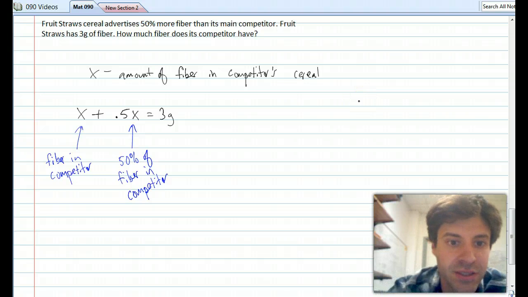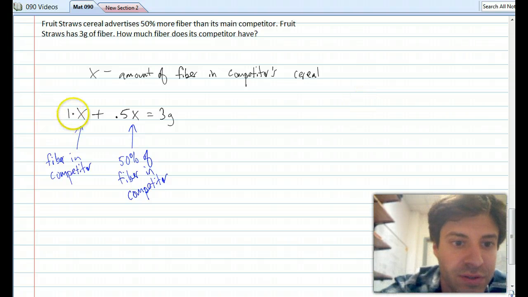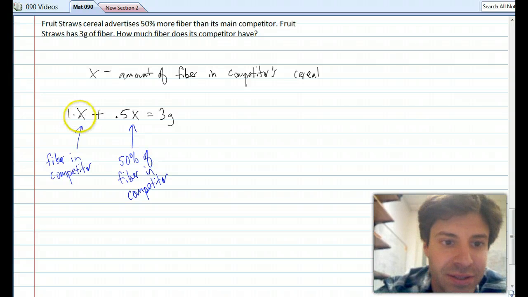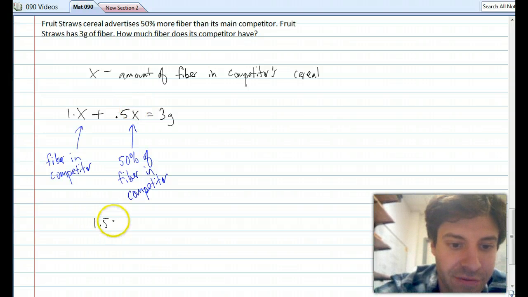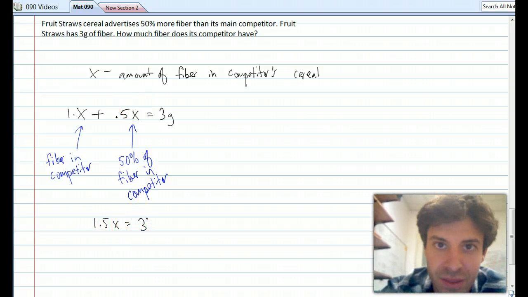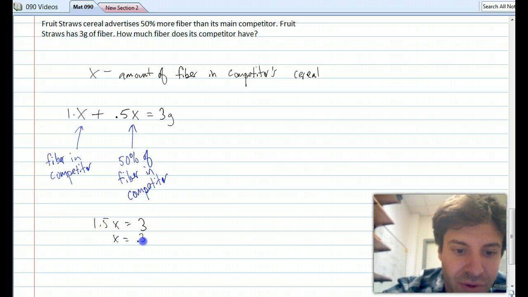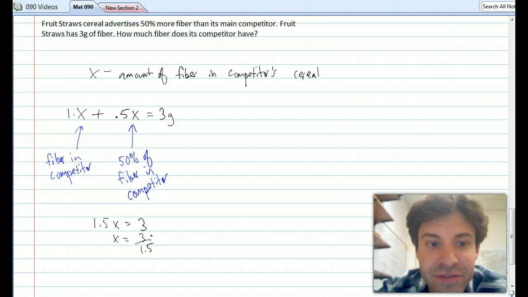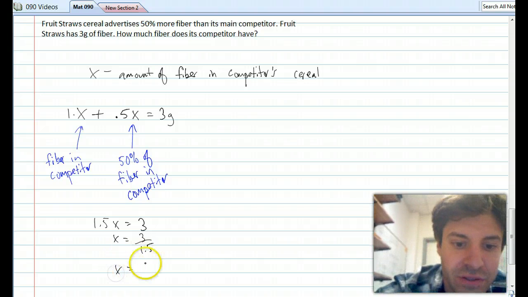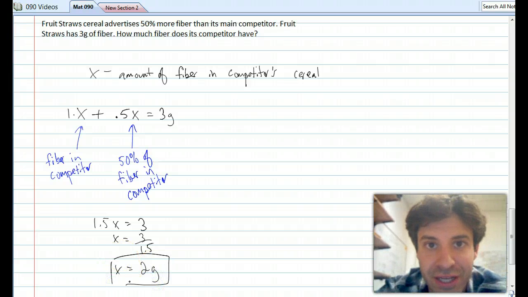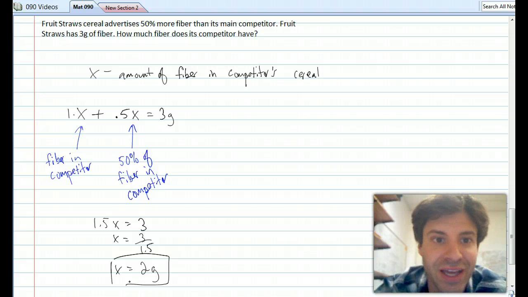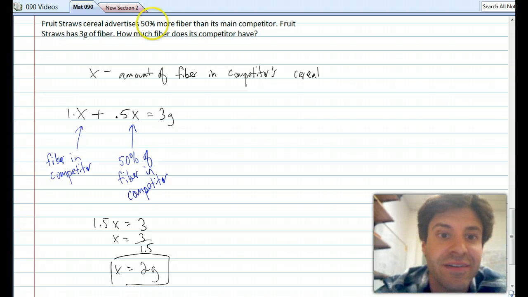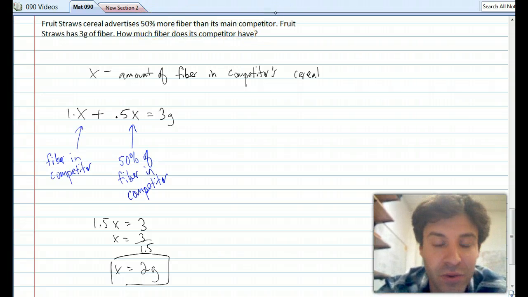So how do we solve for x? X plus 0.5x. This is another one of those types of problems. X is just 1x plus 0.5x. Combine those two and you get 1.5x is 3. So it becomes a division problem. X is 3 divided by 1.5. And the answer here, if you do the division, is just going to be 2 grams. So the competitor cereal had 2 grams of fiber. The Fruit Straws cereal had 3 grams of fiber, and that is actually a true statement. The Fruit Straws cereal does have 50% more fiber than its main competitor, though it's really not very impressive.